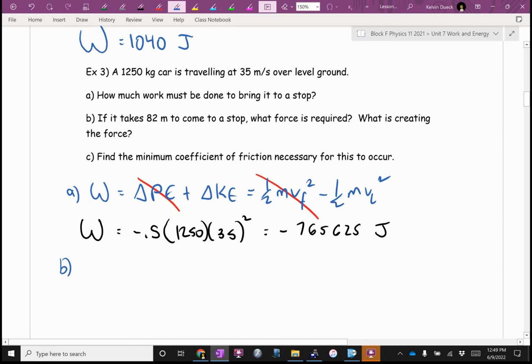VF is 0. VI is 35. D is 82. I think you can use VF squared equals VI squared plus 2AD, and I'm fine with that. But let's see if we can get there a little quicker. What did we find in part A? There isn't a version of work that has force in it, is there? Can you get the F by itself, please?